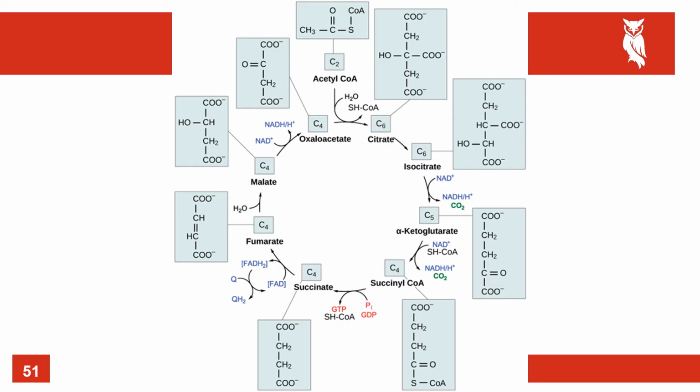How many electrons are in a covalent bond? 2. So how many electrons go from NAD plus to NADH? 2. Essentially we're getting rid of a bond and converting those electrons to these high energy molecules. We make 1, 2, 3 NADH, 1 FADH2, and then 1 ATP or GTP.